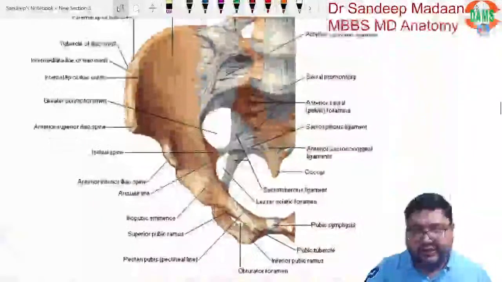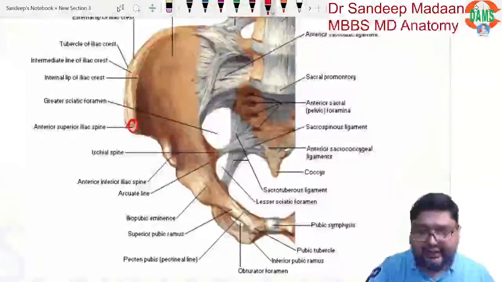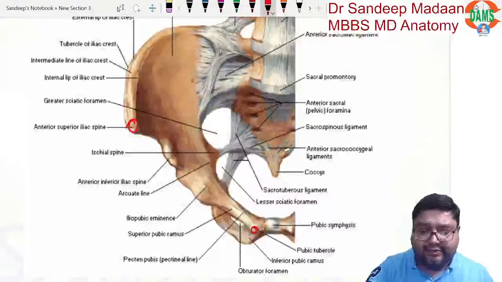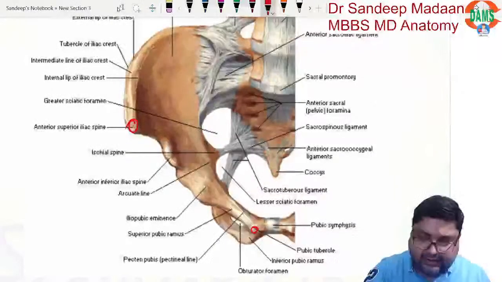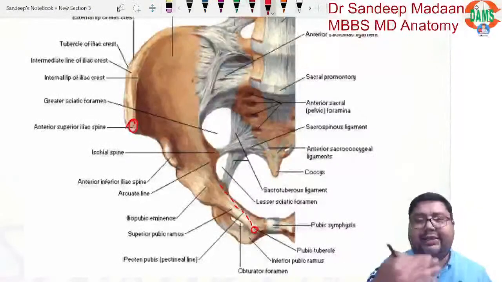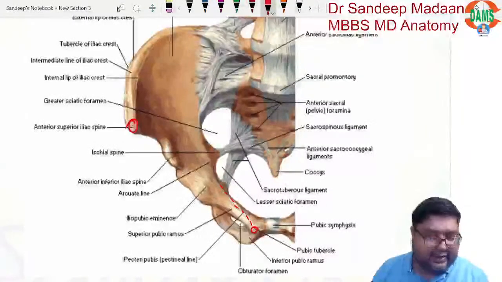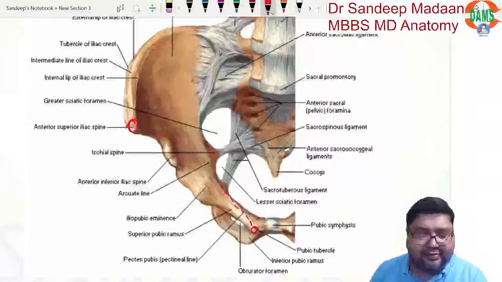This is the ASIS, this is the pubic tubercle, but after it comes to the pubic tubercle, you can see this line. This is the pectinate line. So on this pectinate line, if some extension of the ligament is going on, that will be called the pectinate ligament. Do you understand now where exactly the pectinate line is and where exactly this pectinate ligament is present?